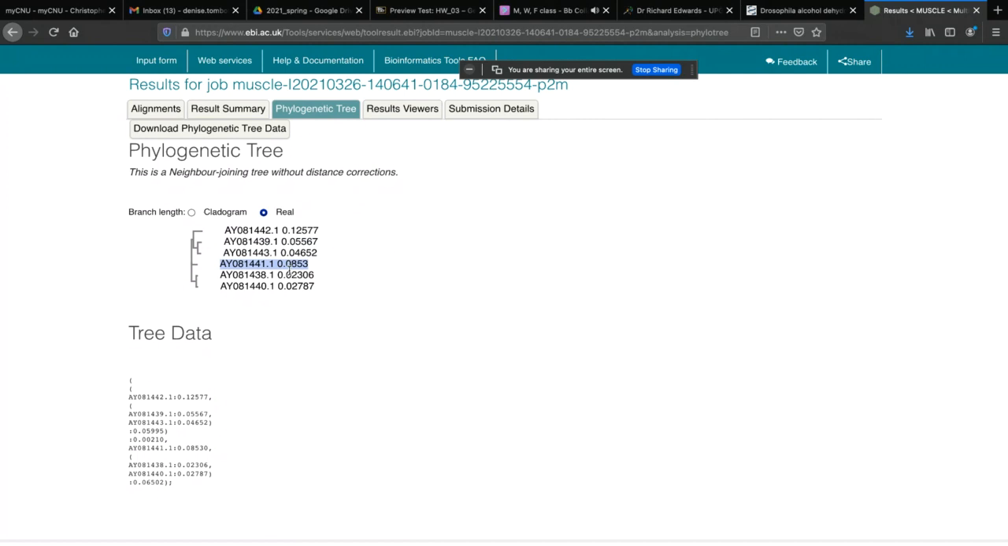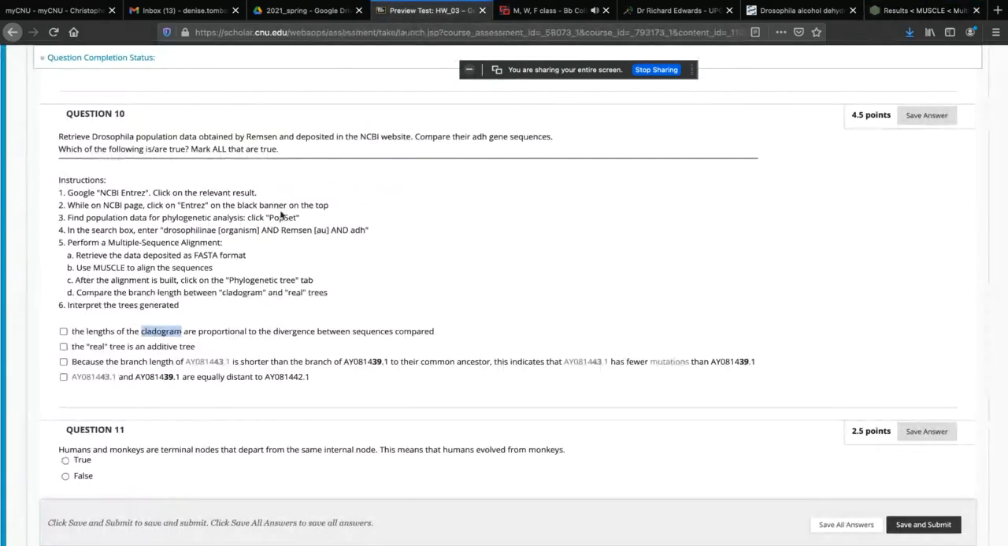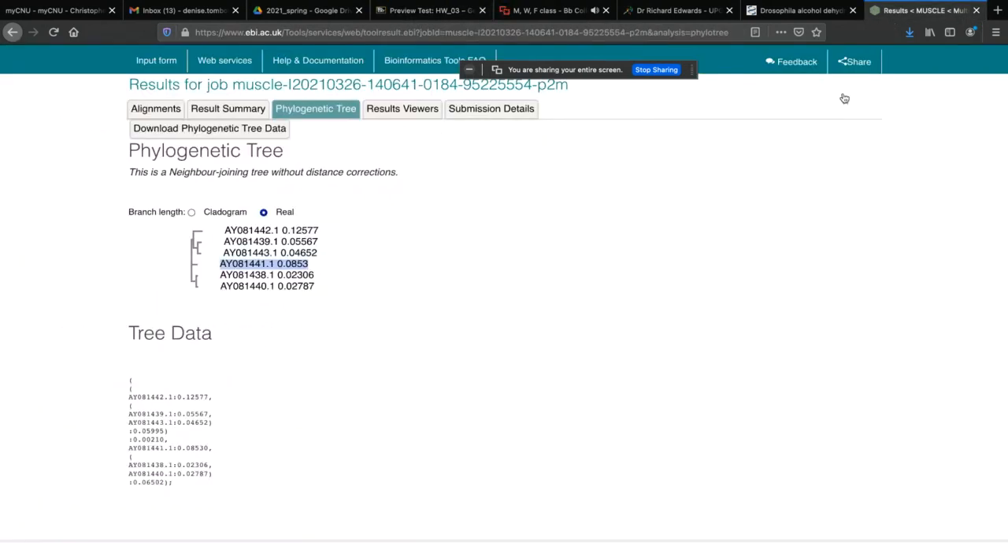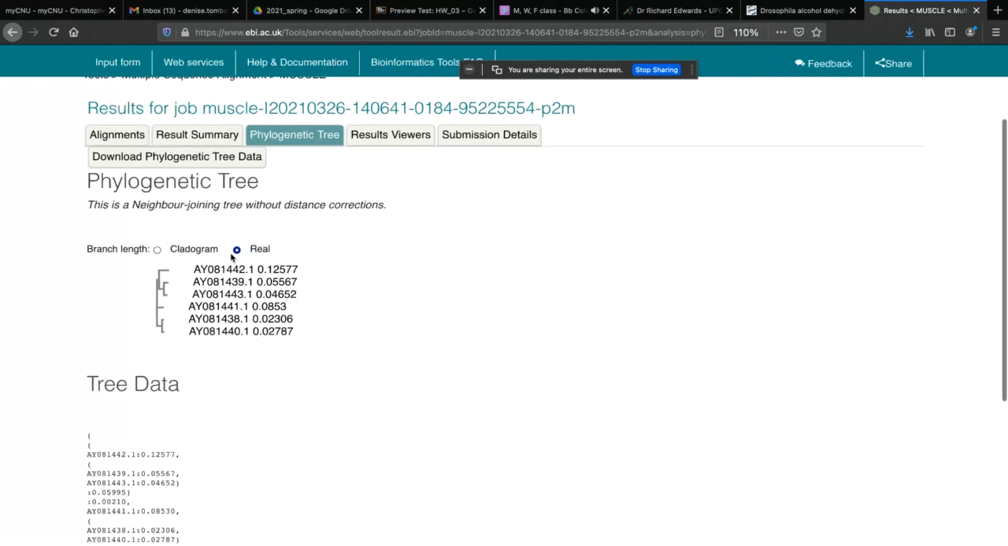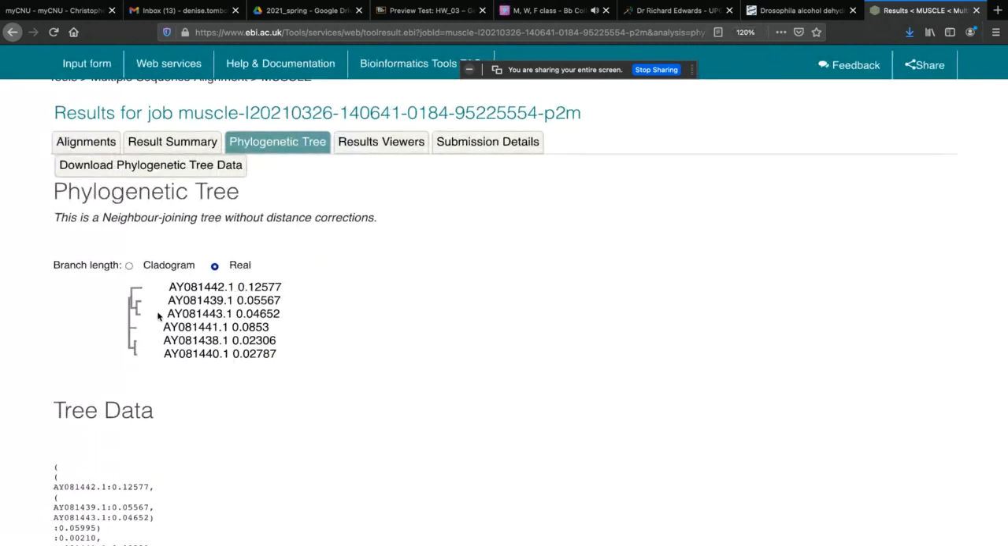Okay, so let's see what the questions are. The real tree is an additive tree. That's what I was hoping you'd realize, that since the branches are not all the same length, and they are proportional to how similar these guys are to each other, then you say, okay, this is a type of additive tree. Maybe a little bit more about, let me make it bigger, about what this means. No, how is this length shorter than this?